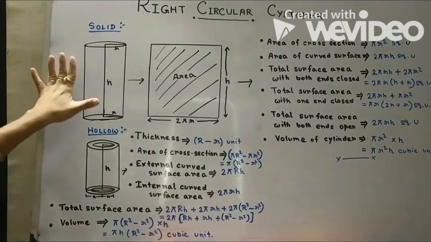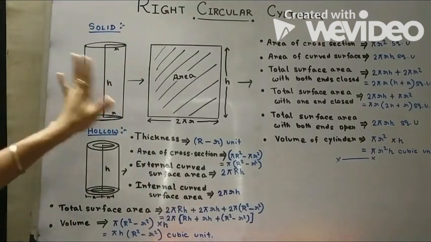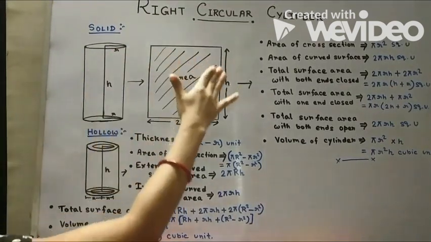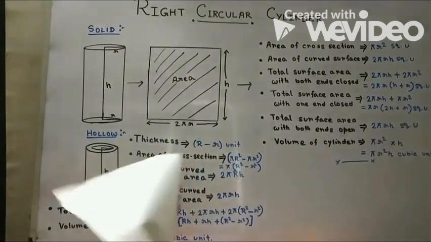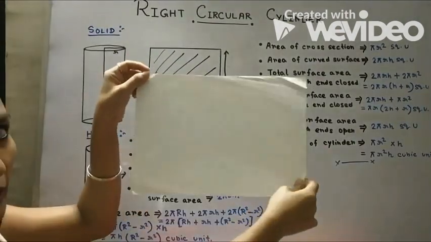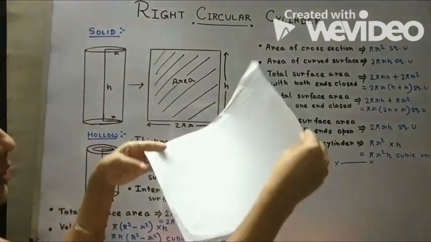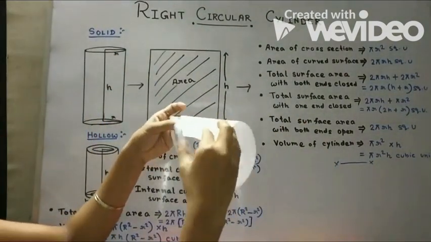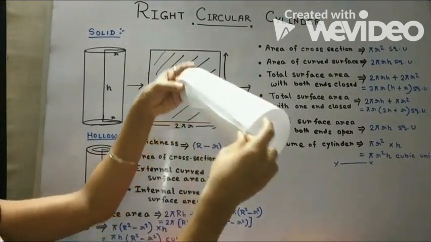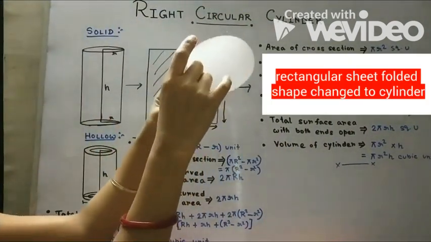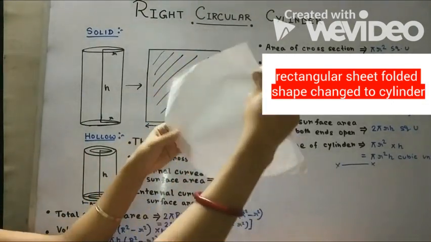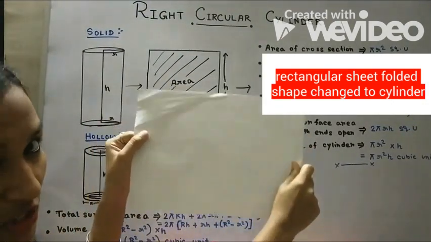If we open it, it will look like a rectangular sheet. Let me show you. Here is a paper, a rectangular plain sheet. If we fold it like this, it will look like a cylinder, right? So if we open a cylinder, we will get a rectangular sheet.